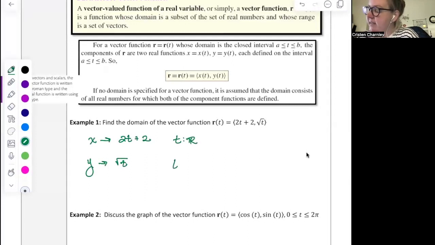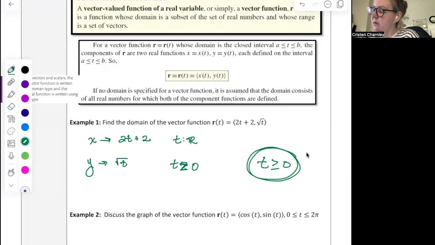For the y piece, we have the square root of t. And we know that underneath that radical, it needs to remain positive, or at least non-negative. So for this, t must be greater than or equal to 0. It can be equal to 0, but it's got to be greater than or equal to 0. So where those two sets of numbers overlap is where t is greater than or equal to 0. So to find the domain of the vector function, we'll say that t must be greater than or equal to 0. You want the most restrictive piece.